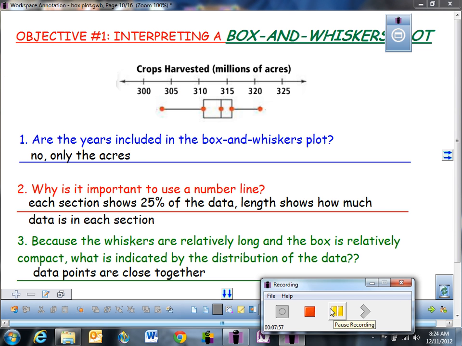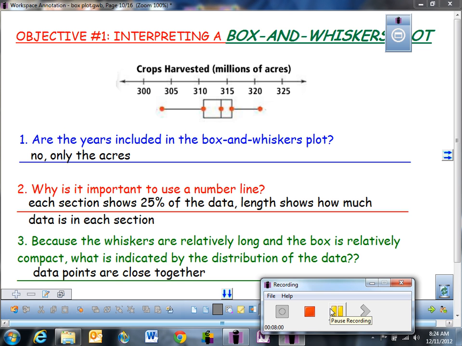Here's the book solution. Are the years included in the box and whisker plot? No, only the acres are included. Number 2, why is it important to use a real number line? Each section shows 25% of the data. The length on the box and whisker plot shows us how much data is in each section so that we can compare the distribution.